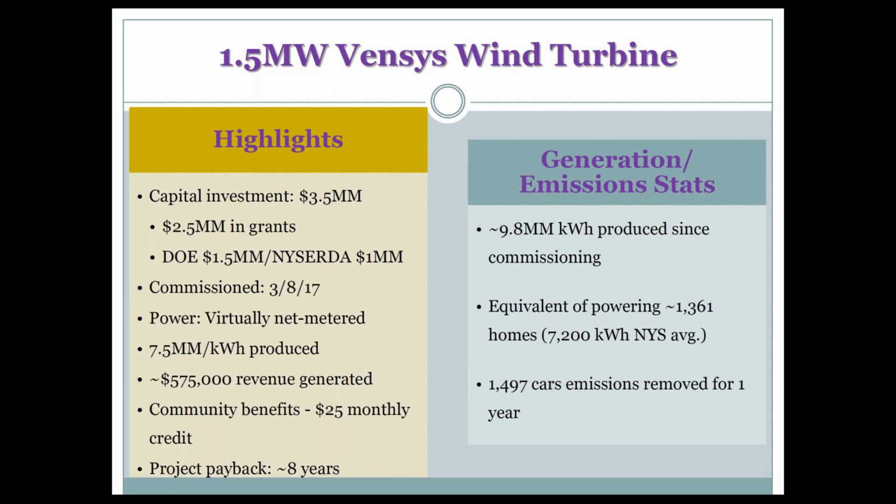And a couple of the generation emission stats, you see the production. So that's the equivalent of powering almost 1,400 homes in a single year, or taking off almost 1,500 cars in a year. So again, Mother Earth being so important in the environment, being one of our really in our mission statement, we continually are driving towards those types of statistics. Next slide, please.